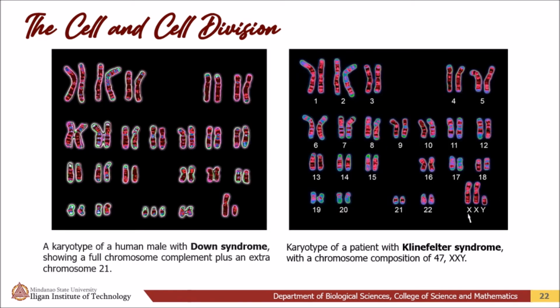I have here diagrams of 2 male individuals that have genetic disorders. On the left is a karyotype of a male suffering from Down syndrome or trisomy 21. So let's count. 1, 2, 3, 4, 5, 6, 7, 8, 9, 10, 11, 12, 13, 14, 15, 16, 17, 18, 19, 20, 21. Trisomy 21. And on the right is a karyotype of a male suffering from Klinefelter syndrome. Instead of normal XY, this person has double XY.